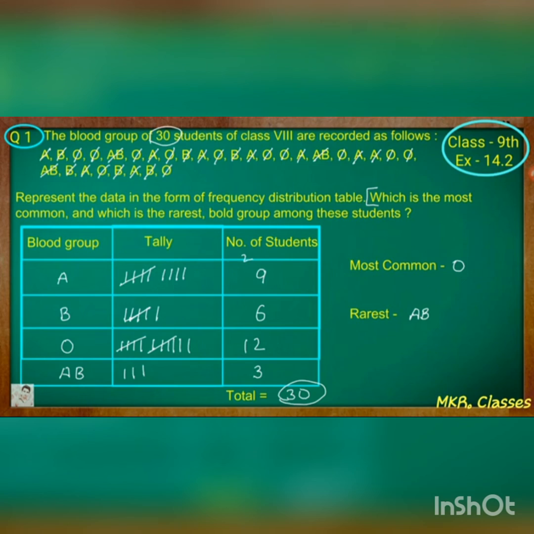So with this we finish our sum. We have made the frequency distribution table and we also found the most common and the rarest among them.